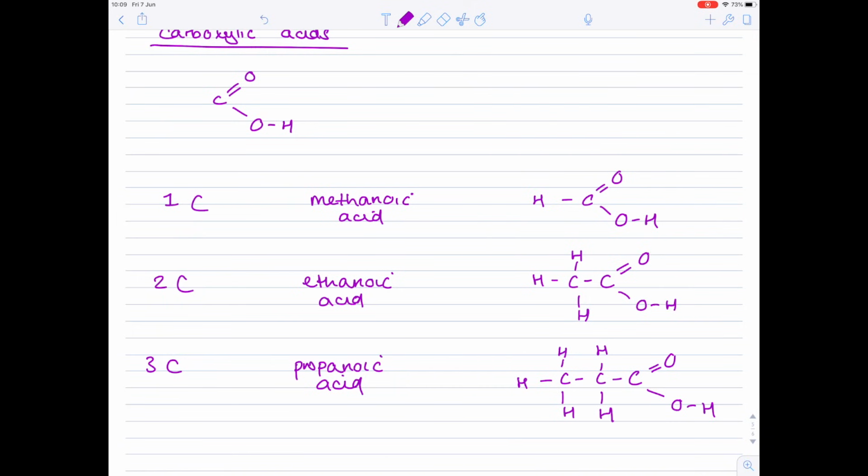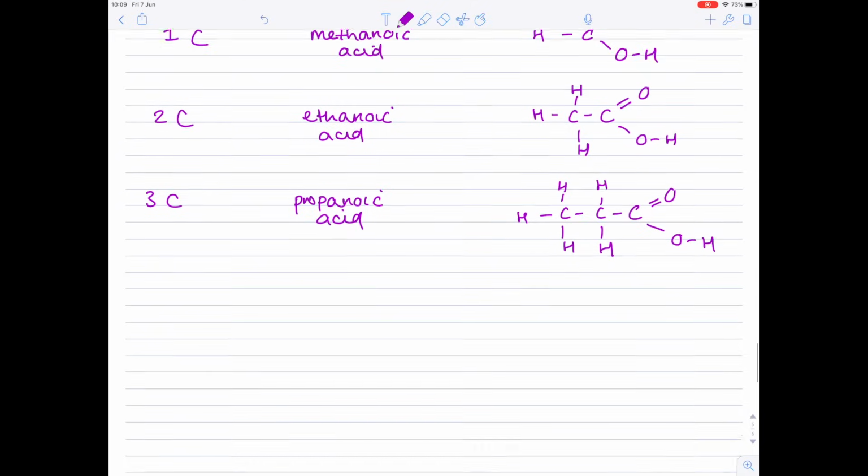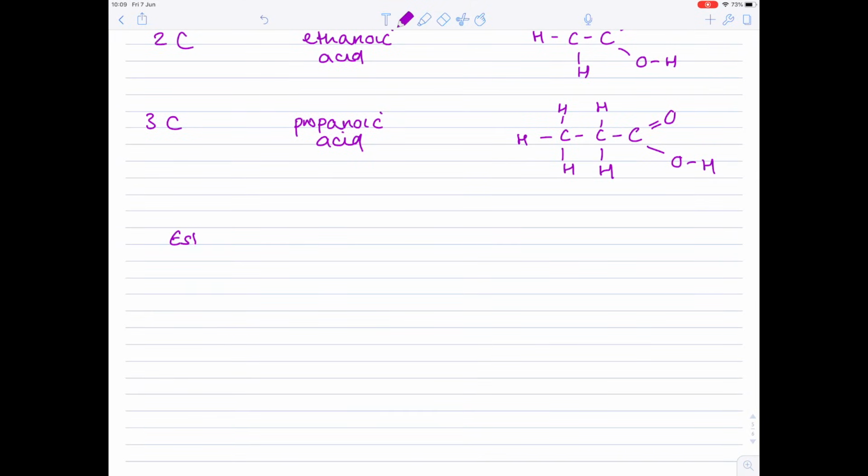So now we've built up how we draw our alcohols and carboxylic acids, we can now dive straight into esters. So with an ester, you've got an alcohol reacting with a carboxylic acid. It's a reversible reaction and it produces an ester and water. Notice that this is a condensation reaction.